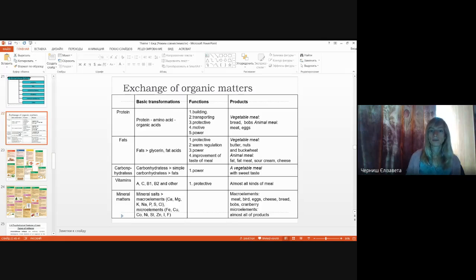So the basic nutrients, organic matter you see, and mineral matter you see on this table, and their functions. For example, protein: building, transporting, protection, and motive power, so different types of function, and you see examples of products that include these nutrients. And a lot of different types of products.